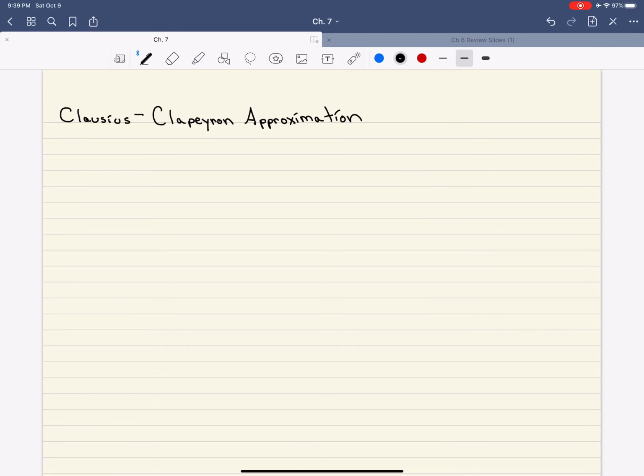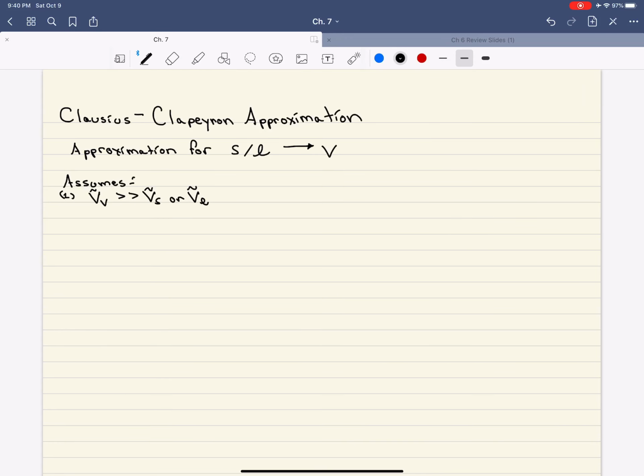All right, and so to do that, we're going to develop what we call the Clausius-Clapeyron equation, or the Clausius-Clapeyron approximation. This approximation is relevant for going from the solid or liquid phase to the vapor phase. And what it assumes is, one, like I mentioned earlier, that the molar volume of the vapor phase is just so much larger than the molar volume of the solid or liquid phases.